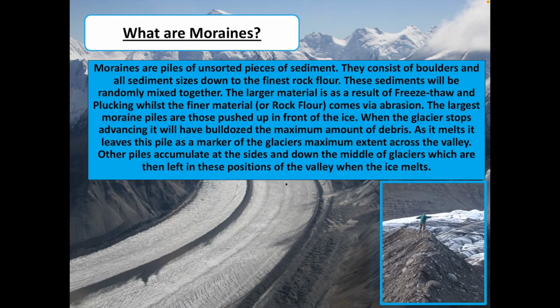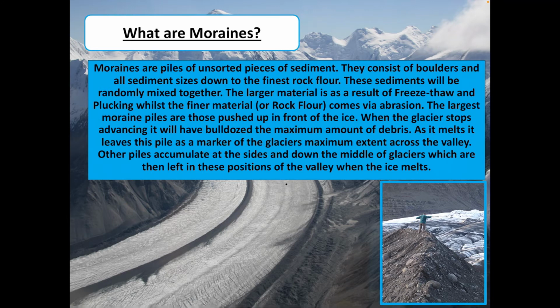So those features are moraines, and we can get different moraines depending on the ice. Now, moraines are essentially unsorted pieces of sediment. They can consist of very large boulders, right down to tiny, very fine particles like flour, which we call rock flour. These sediments are going to be mixed together, all randomly mixed up. The large material usually is a result of freeze-thaw weathering and plucking. And the finer material, or even rock flour, comes from abrasion.